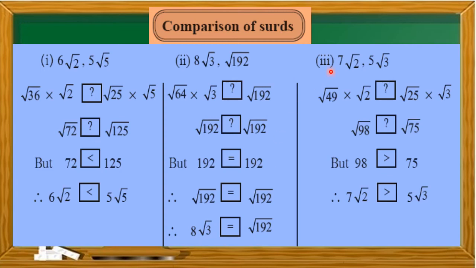See the third example. 7 root 2 and 5 root 3. You have to take this 7 in the square root, this 5 in the square root. Therefore, root 49 into root 2 and root 25 into root 3. 49 into 2 is 98, 25 into 3 is 75. Therefore, root 98 and root 75. See the radicand here. 98 is greater than 75. Therefore, 7 root 2 is greater than 5 root 3. In this way, you can compare the given surds.